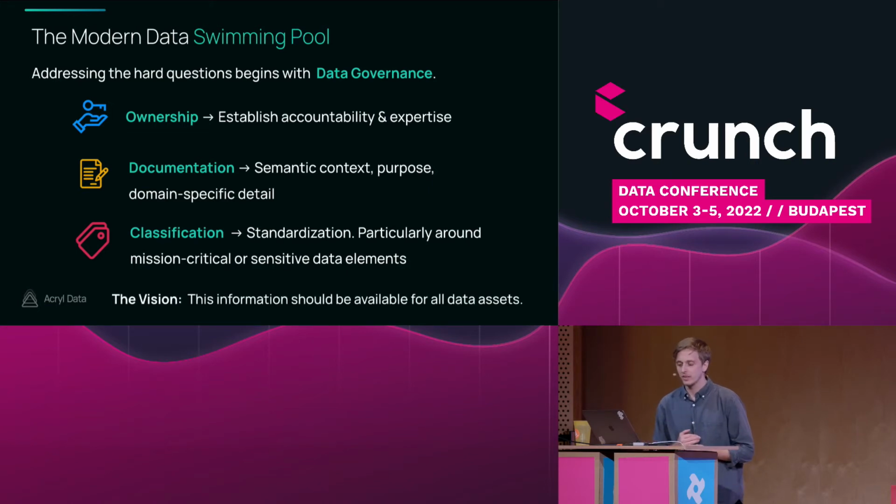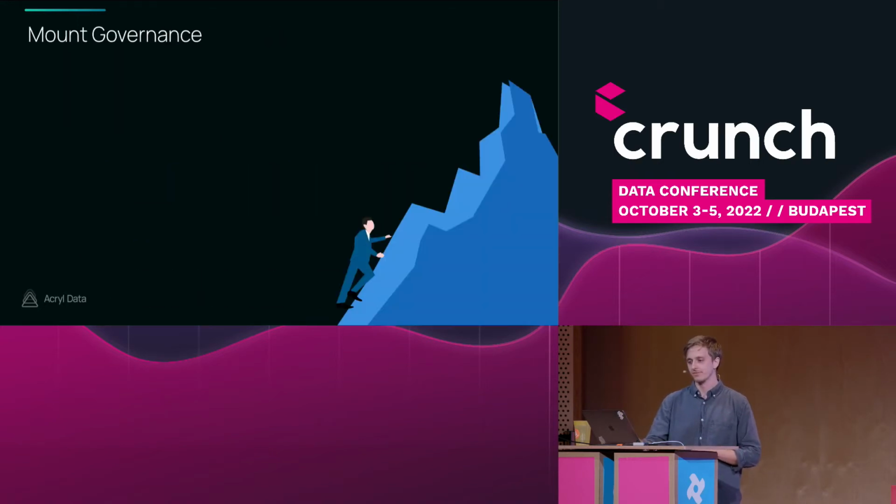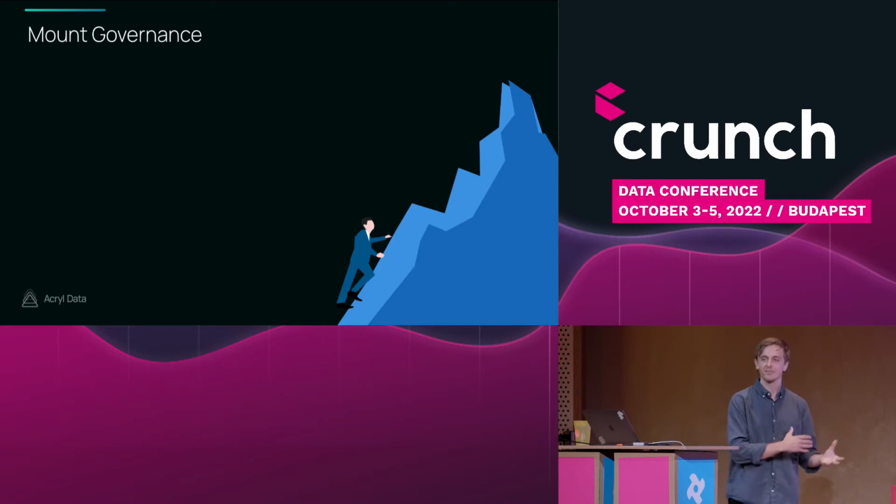And the vision that we think we have, and that many companies share with us, is that this information should ideally exist for every data asset, whether it's in Mongo, Snowflake, Looker, or beyond. And I'm going to let you in on a little secret. This is not specific to long-tail companies. These problems are universal. We've seen them in the last 2 years across many different types of companies.